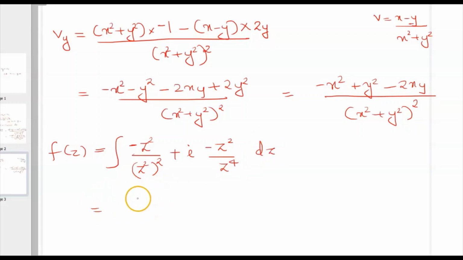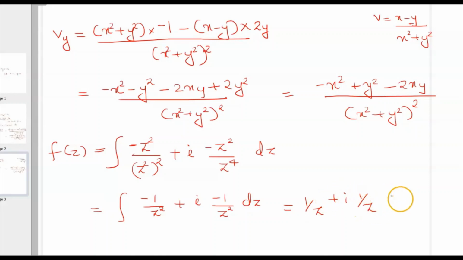That is, z square cancels. We have minus 1 by z square plus i into minus 1 by z square dz. Z square cancels. So integrating with respect to z, minus 1 by z square integrating with respect to z gives 1 by z plus i into 1 by z plus integrating constant c.